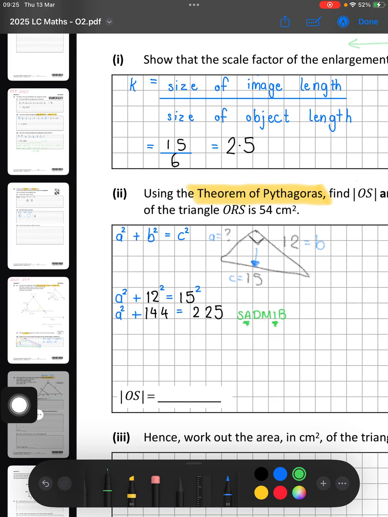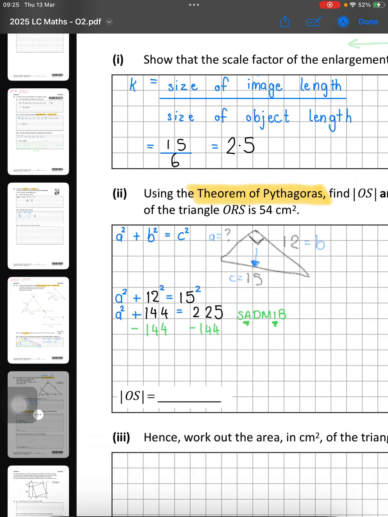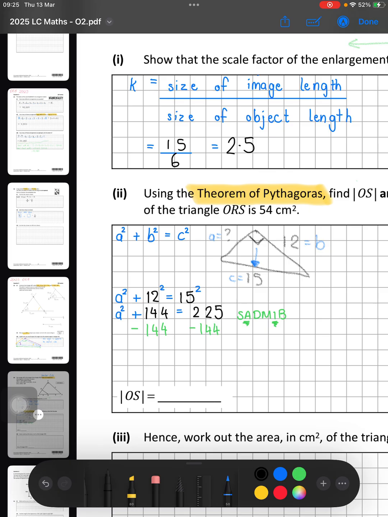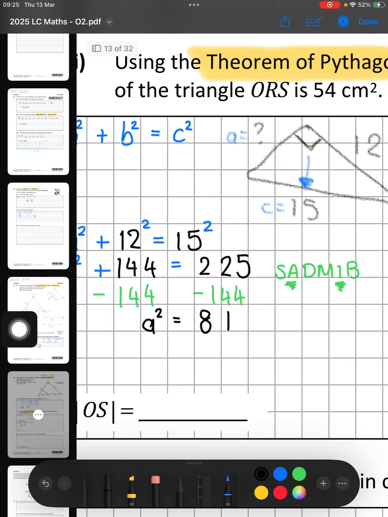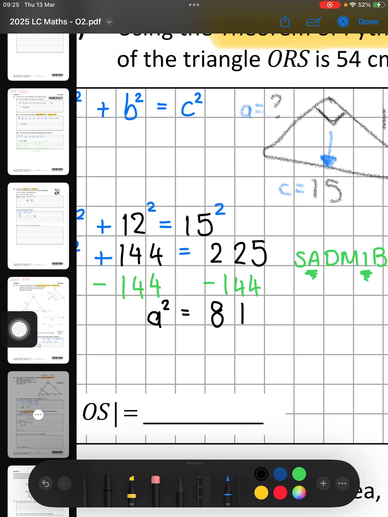To get rid of 144 that's adding, I do the opposite of the adding. So I'm going to subtract 144. Then a squared is 225 minus 144, so 81. And then I have to ask myself, how do I get rid of the squared? To get rid of the squared acting on the a, I have to square root. So a is the square root of 81, which is 9.